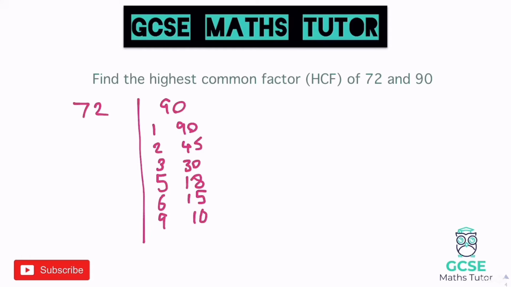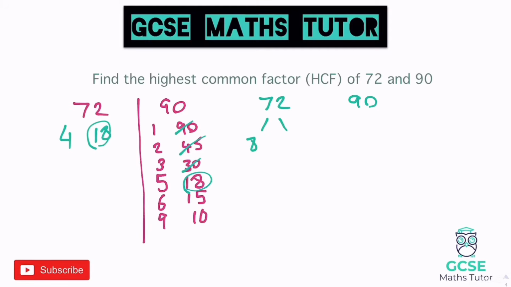So starting with the biggest, let's have a look which one goes in. 90 doesn't, 45 doesn't, 30 doesn't go into 72, does 18. 18 actually goes in 4 times. So 4 times 18, we don't have to do all the factors of 72 there because we've spotted that it's 18. Of course we could use the prime factor method to find the highest common factor, which I'd recommend for numbers like this, so 72 and 90.